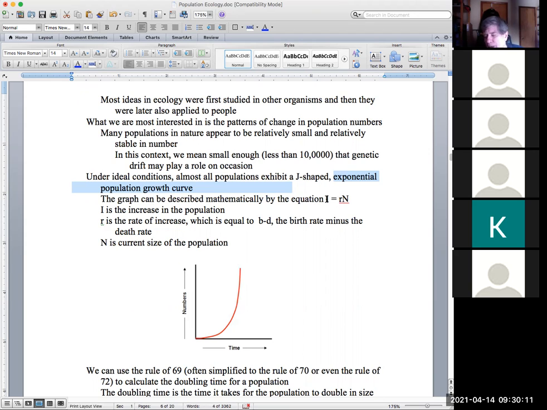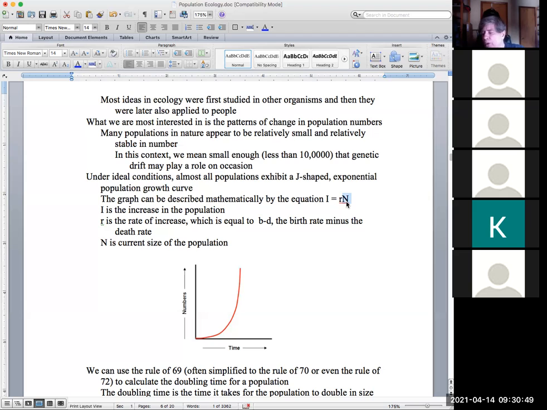Now, if we just want to know about the increase in the population, the increase is equal to something called R, the rate of increase. And the rate of increase is equal to B minus D, the birth rate, sorry, minus the death rate. And we're going to multiply R times N, the number in the population right now. So if we want to find out the increase in the population, we need to know the number in the population right now, the birth rate, and the death rate.